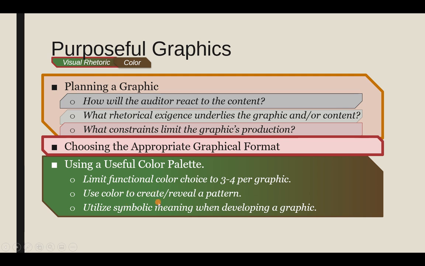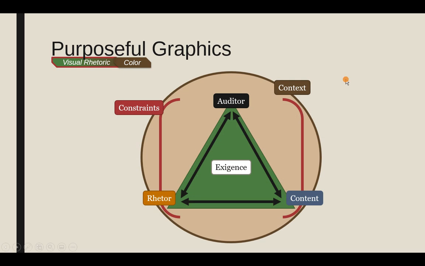And utilize symbolic meaning when developing a graphic so that you have a sense of what's going on. So I'll just give you a sense of what I mean by this. Now, this is the rhetorical situation visualized for you. Here I have different color choices that reveal symbolic meaning. So the auditor is the foundation, so I'm going to use a darker color so it's constantly bringing attention to it. Constraints are a red line, things that you need to pay attention to, but also things that are like a stopping point. So that's why I color these constraints red in this graphic.